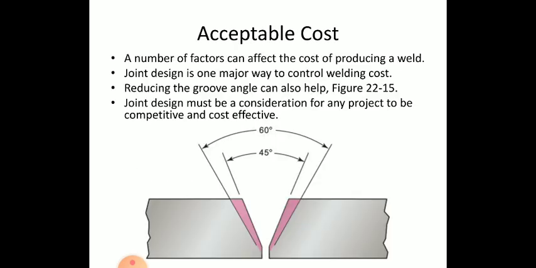Now the acceptable cost: there are a number of factors that can affect the cost of producing the weld. Joint design is one major way to control welding cost. Reducing the groove angle can also help. You can see in the figure, the joint design must be considered for any project, and it should be cost effective as well. You can see the acceptable cost for these particular factors. The two groove joints are located over here. The groove angles of 30, 20, 22.5 are located here, so that can be effective.